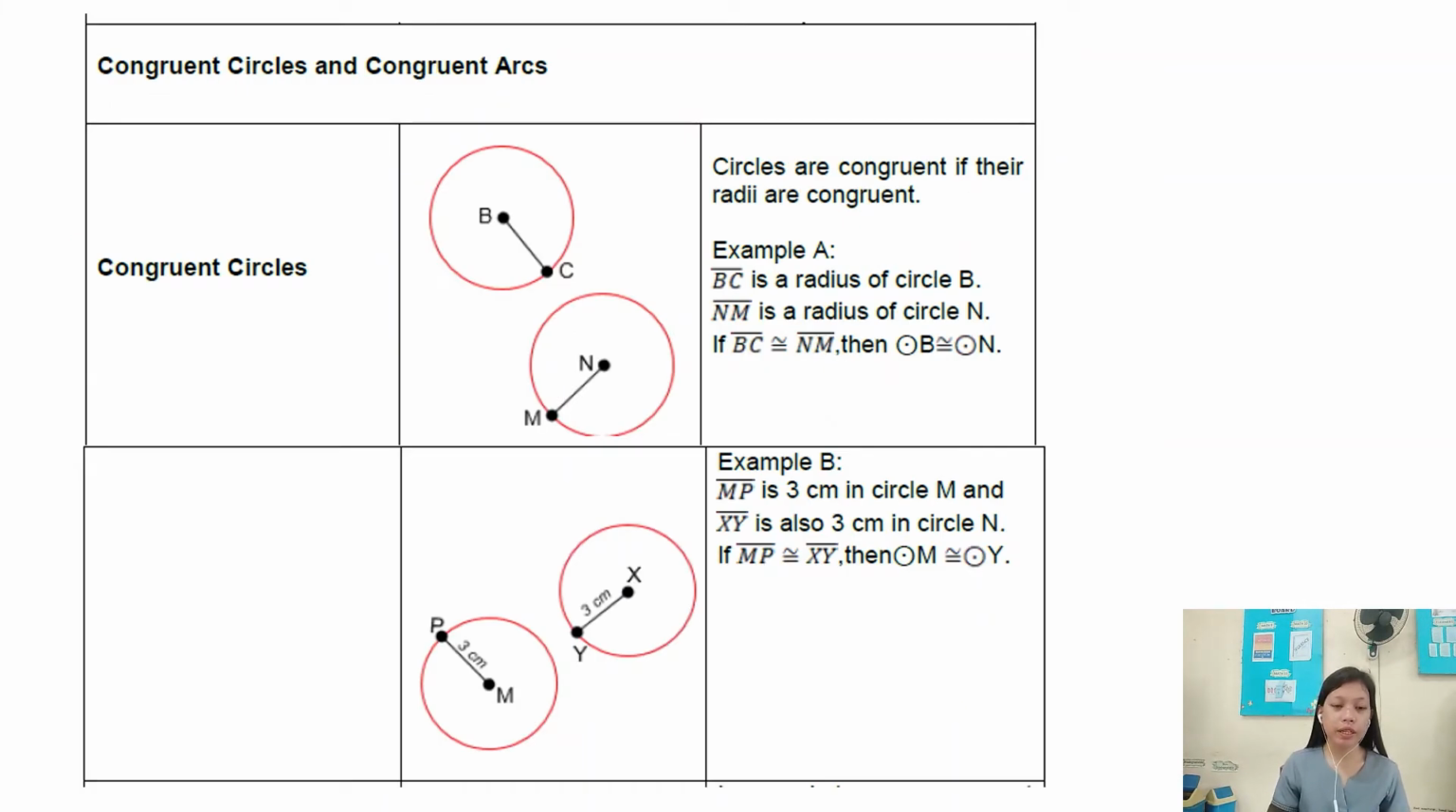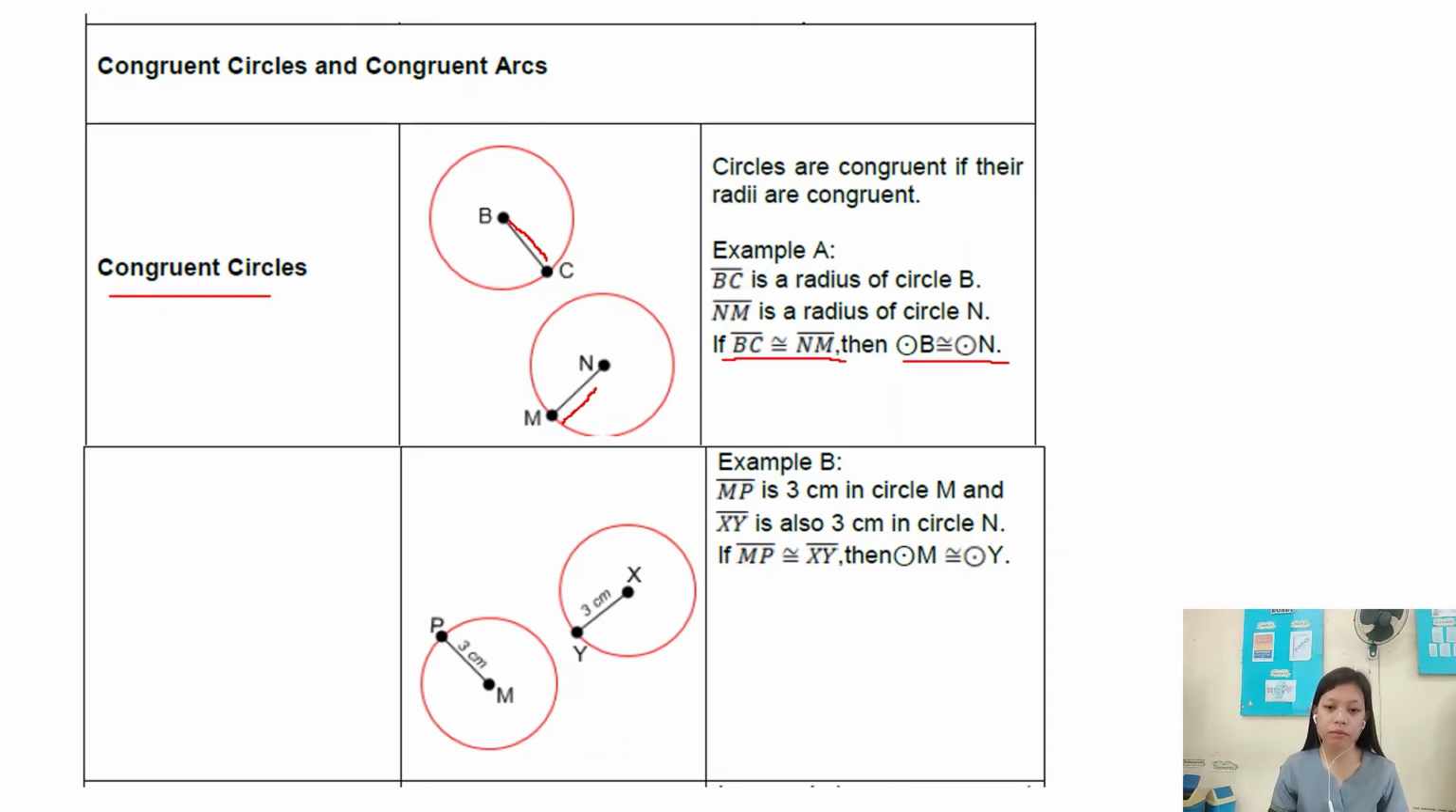Here we have another topic: congruent circles and congruent arcs. Congruent circles are circles of the same size. Circles are congruent if their radii are congruent. Example, line BC is a radius of circle B. Line MN is a radius of circle N. If line BC is congruent to line NM, then circle B is congruent to circle N.